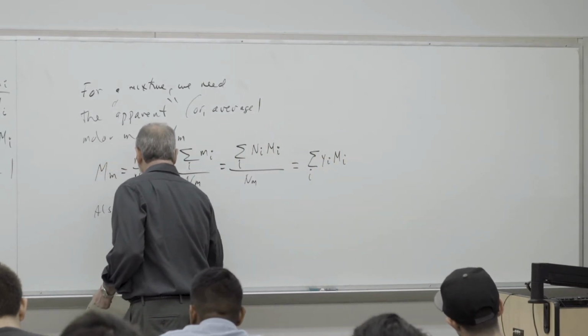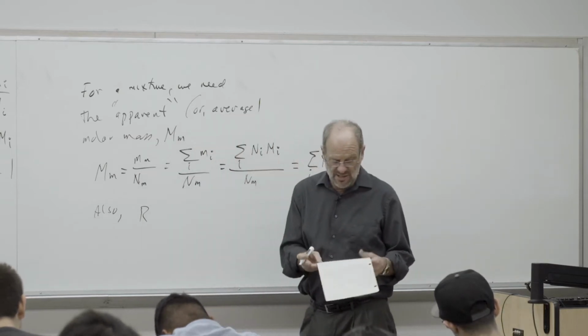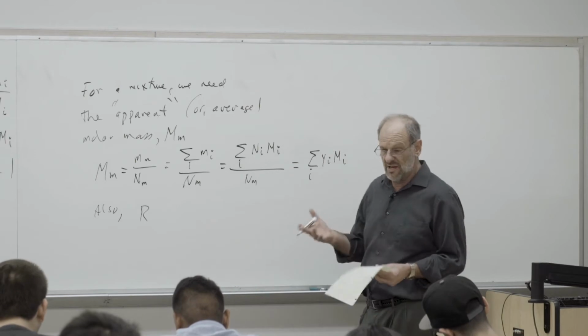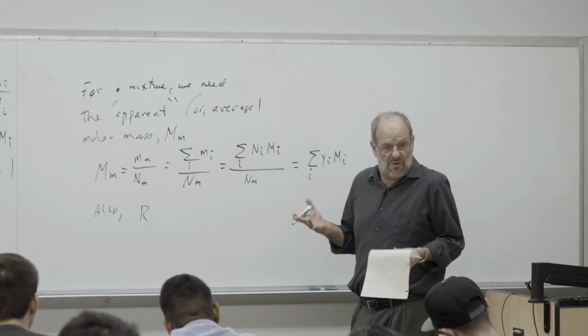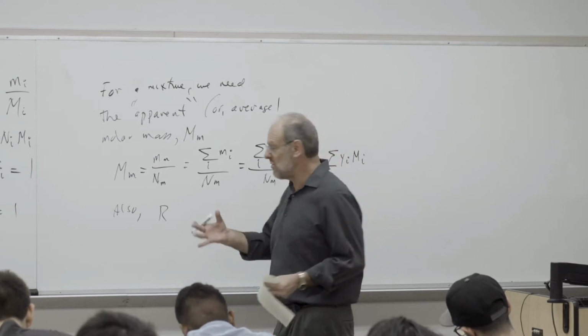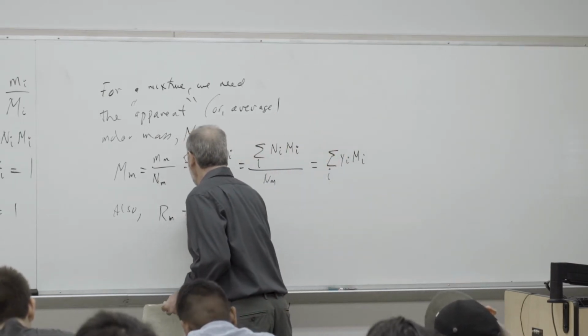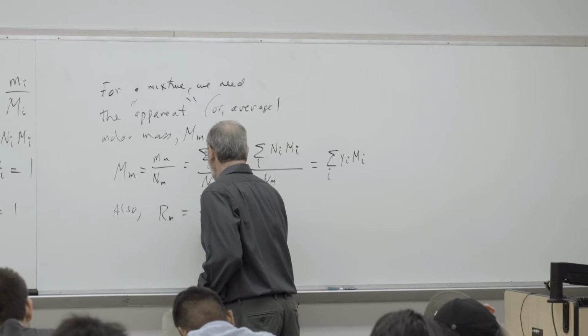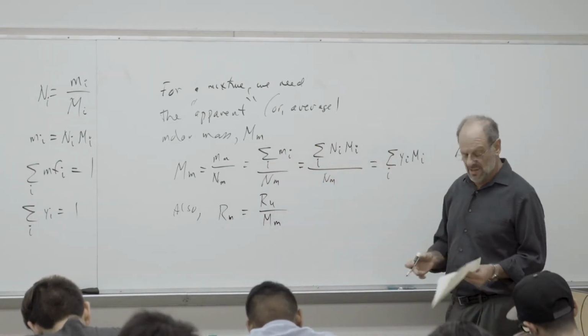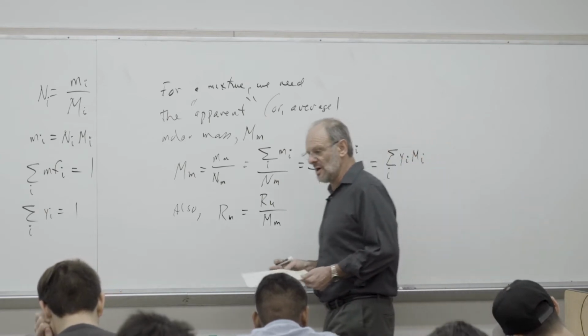Also, since we're going to be interested in the gas constant, we know that the gas constant is simply the universal gas constant divided by the molar mass. For a mixture, it's the universal gas constant divided by the molar mass of the mixture. So R for the mixture is just the universal gas constant divided by the molar mass of the mixture. So here's another equation that's going to be of some use to us.